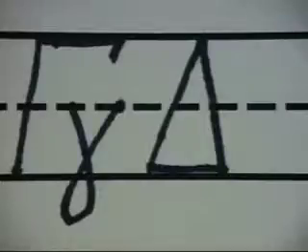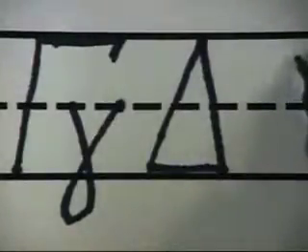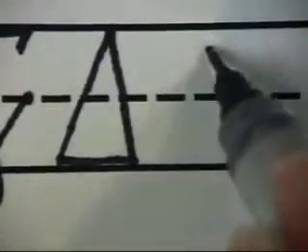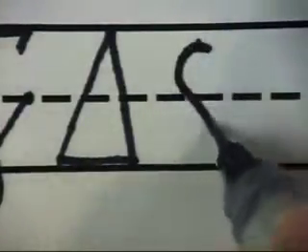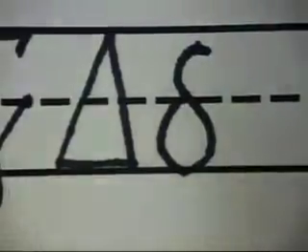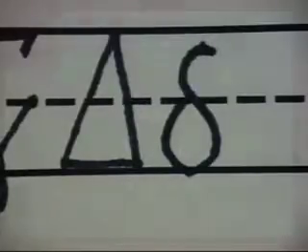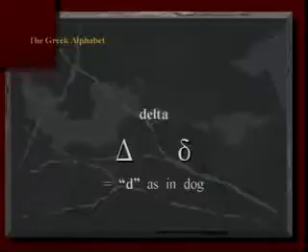The lowercase delta is a little bit different, starting a little bit below the top line here. You're going to make a turn, only to come back around to make what looks like a circle that sits on that bottom line. That is your lowercase delta. Now, in terms of pronunciation, your delta corresponds to the D in English, as you have in the word dog. And so it's going to be a hard D sound for the Greek delta.